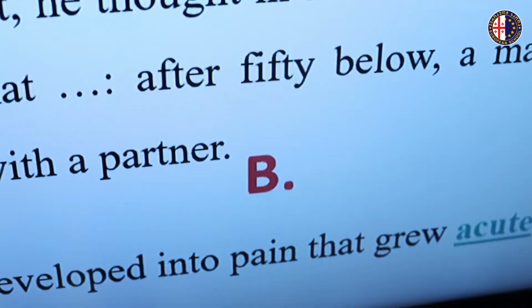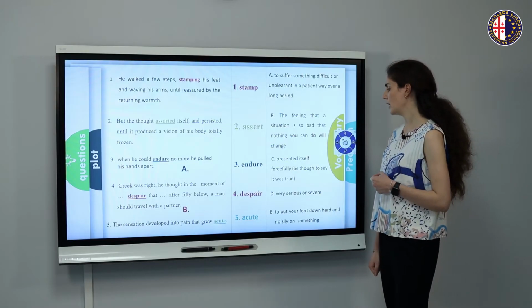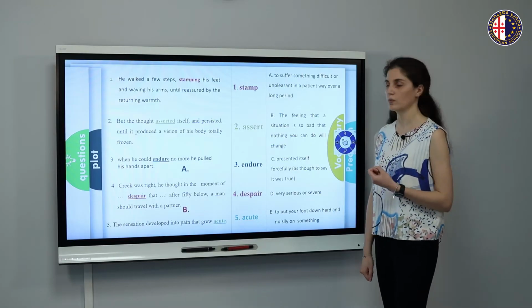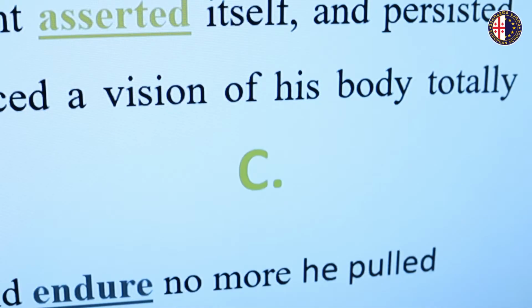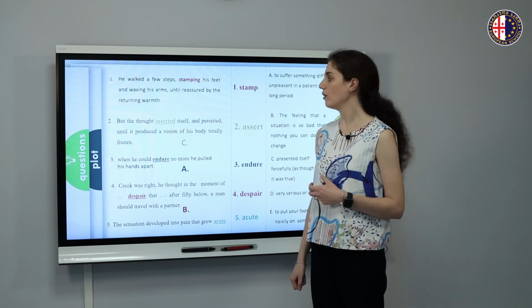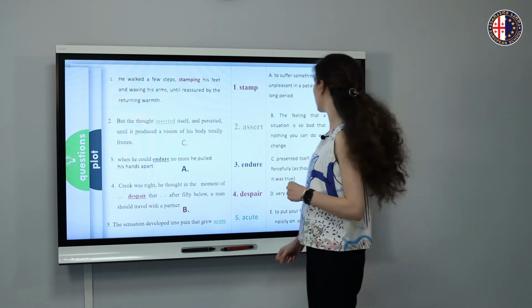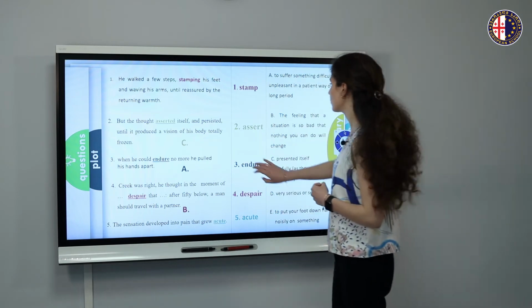Let's look at the C. Presented itself forcefully, as though to say it was true. This must be asserted. Well, asserted itself might also mean to claim something. However, in this context, it means to present itself forcefully.